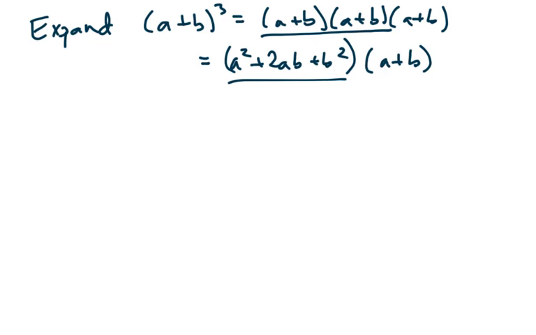So it's not called FOIL because there's not just going to be 4 partial products. We're going to have to multiply a by each of these. We're going to have to multiply b by each of these. And that's one way to do that.